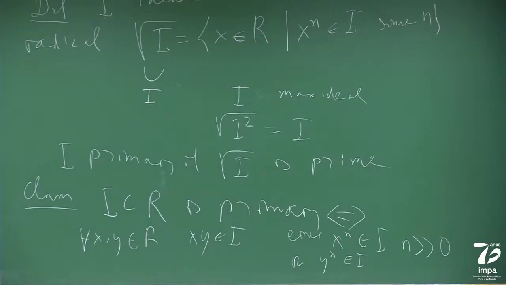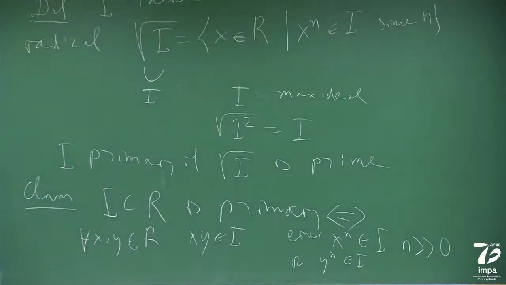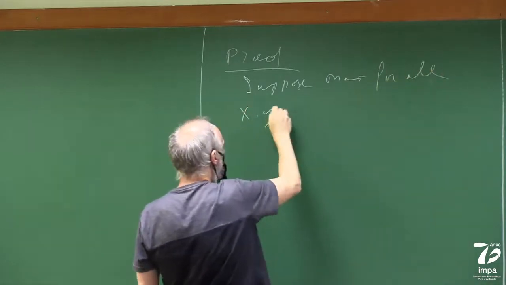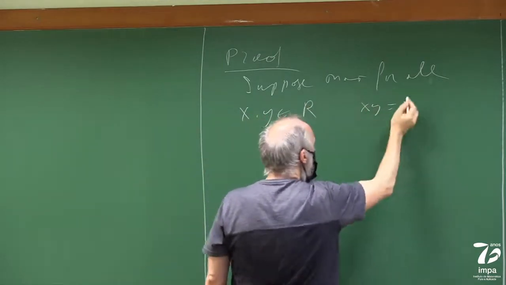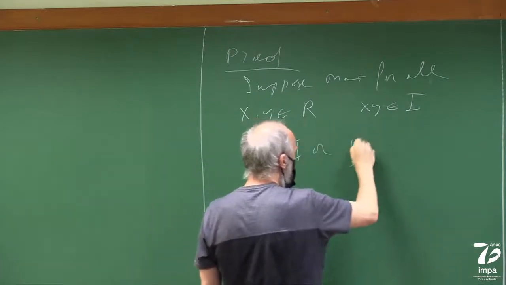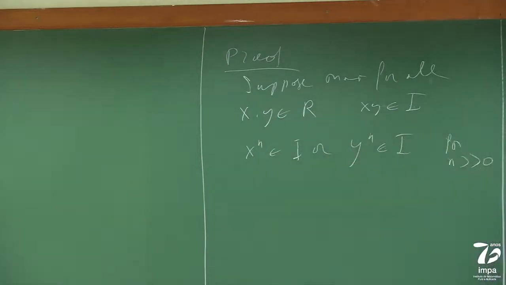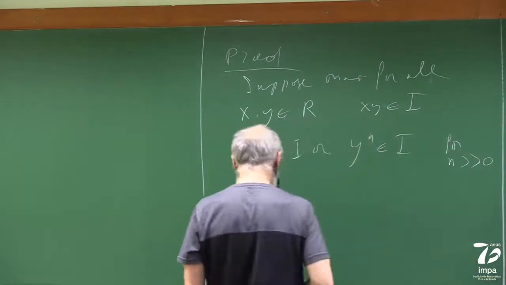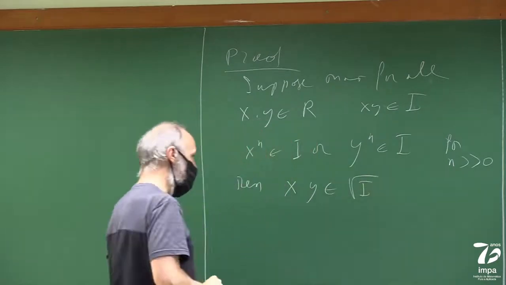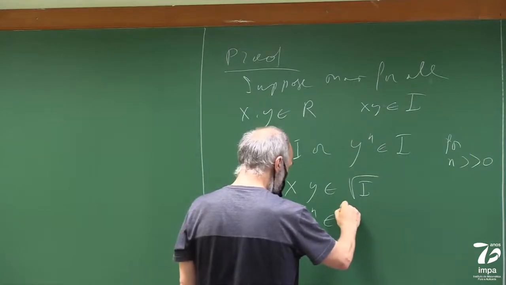So the proof. Well, you need to do both ways, so let's assume that this assumption is true. Suppose that for all x and y inside R such that xy belongs to I, either x to the power n belongs to I or y to the power n belongs to I for n very big. I am going to prove that then the radical is prime. So suppose you have x, y which belong to the radical, the square root of I. This implies that x^n y^n belongs to I by definition.